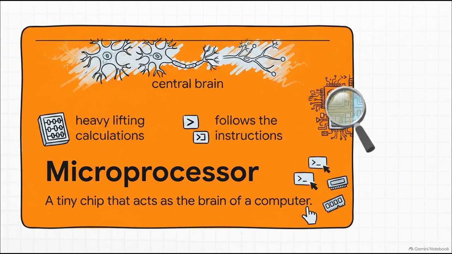If you think about your computer like a human body, the microprocessor is absolutely the central brain. It's this tiny electronic chip doing all the heavy lifting. It performs the calculations, follows the instructions, and basically bosses around every other part of the machine.